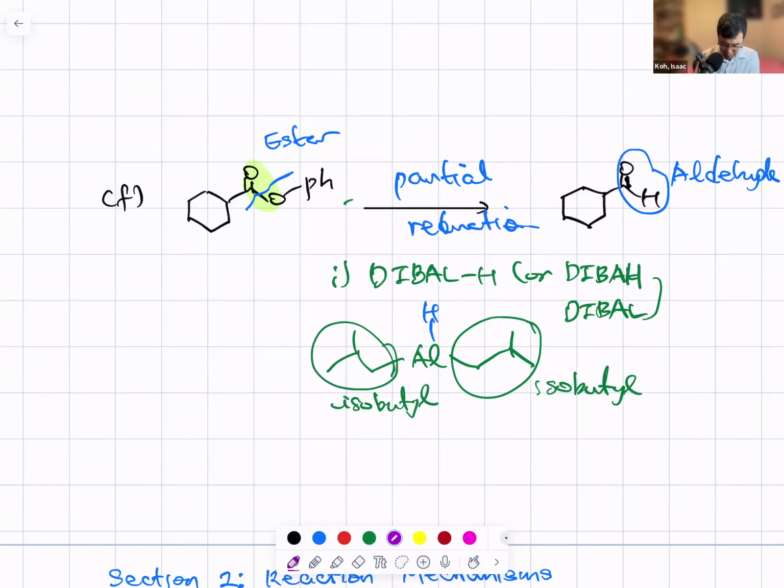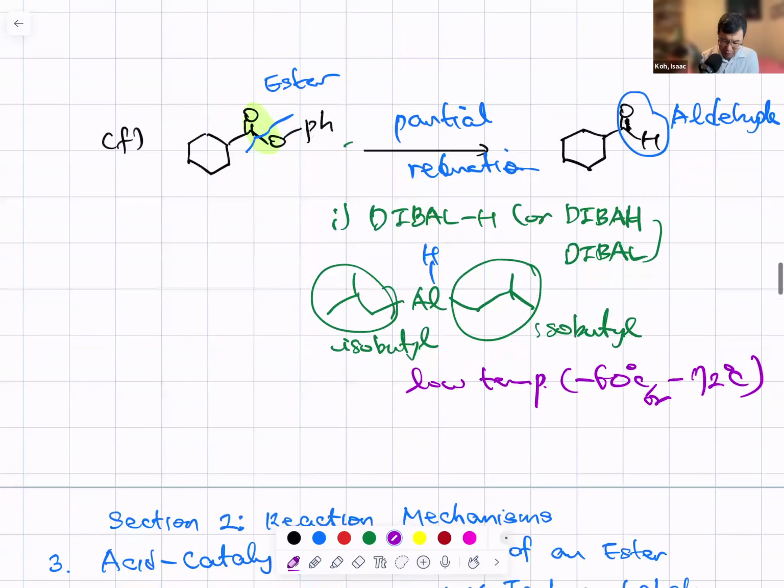And low temperature is important. We need to control the reaction. Low temperature, typically negative 60 degrees C or negative 72 degrees C, can be achieved experimentally in the lab, followed by an acidic workup.